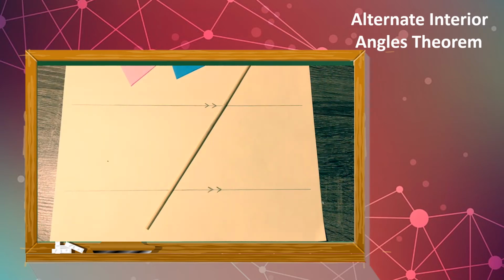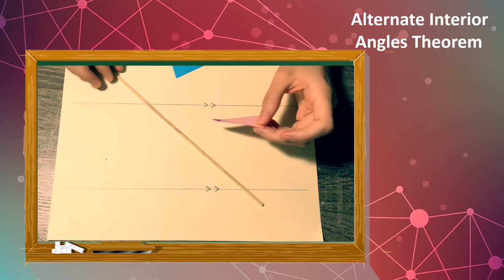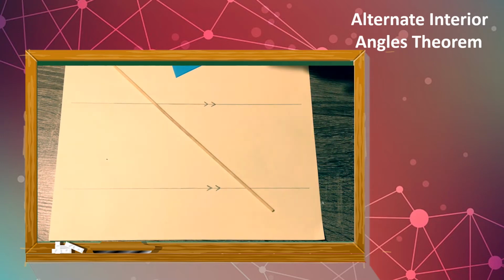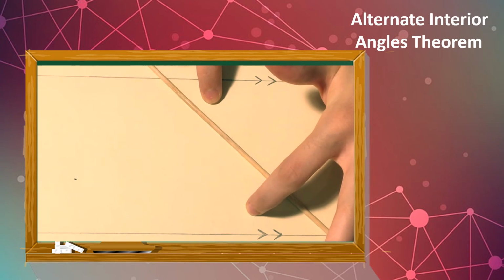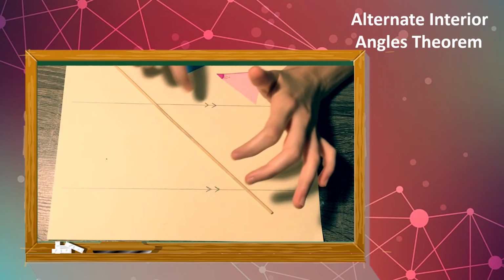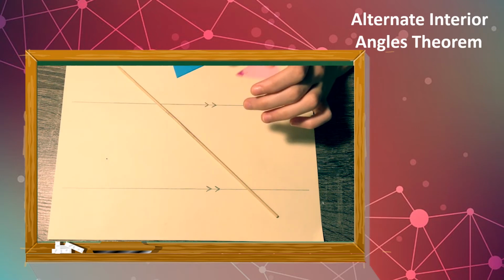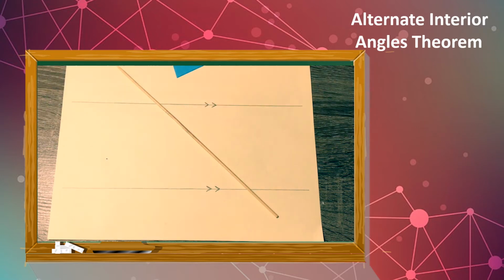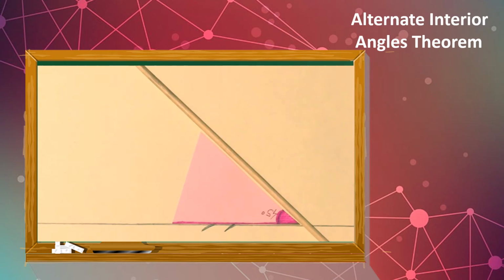Now let's try the 45-degree one. We could put it the other way too. If we put the stick this way, then these 2 angles and these 2 angles would be congruent. Congruent means equal. Let's make this a 45-degree angle. Now let's put it right here, and it works.